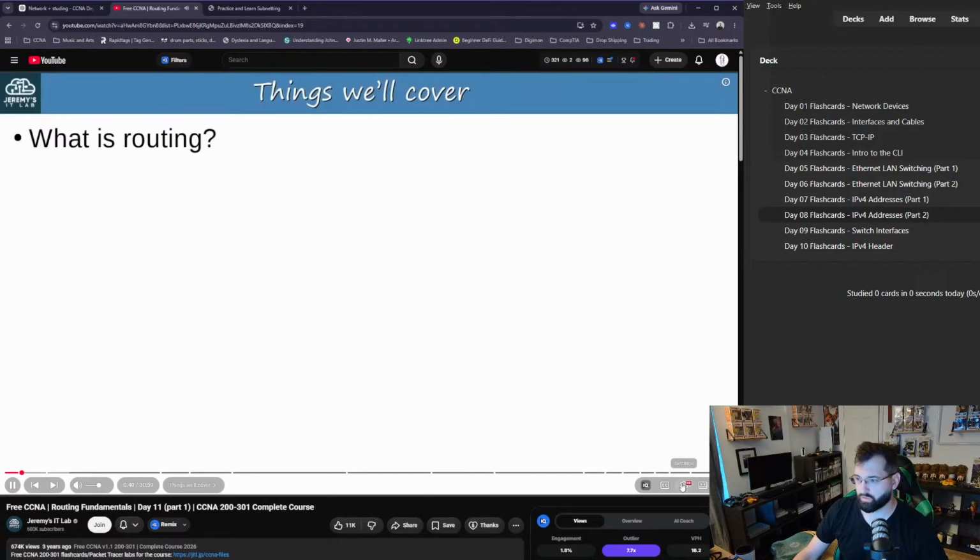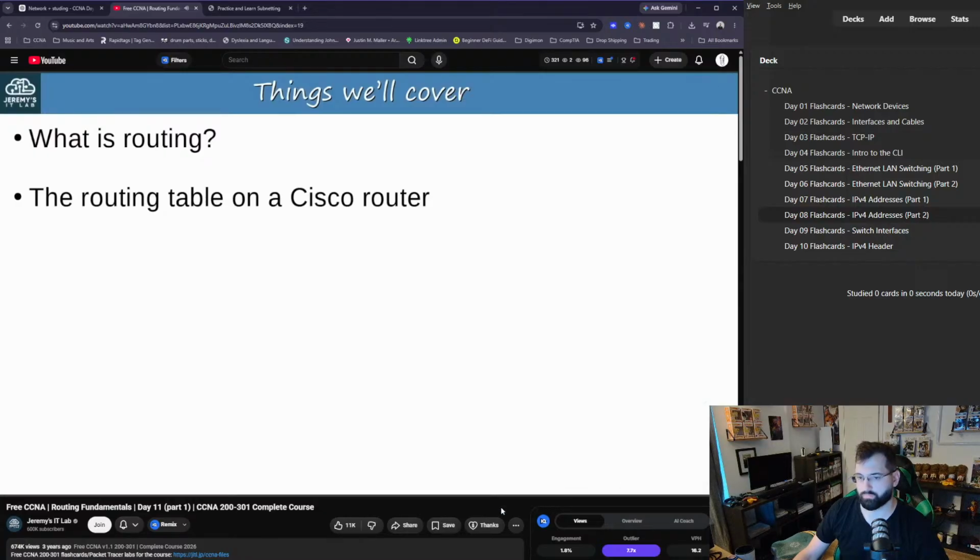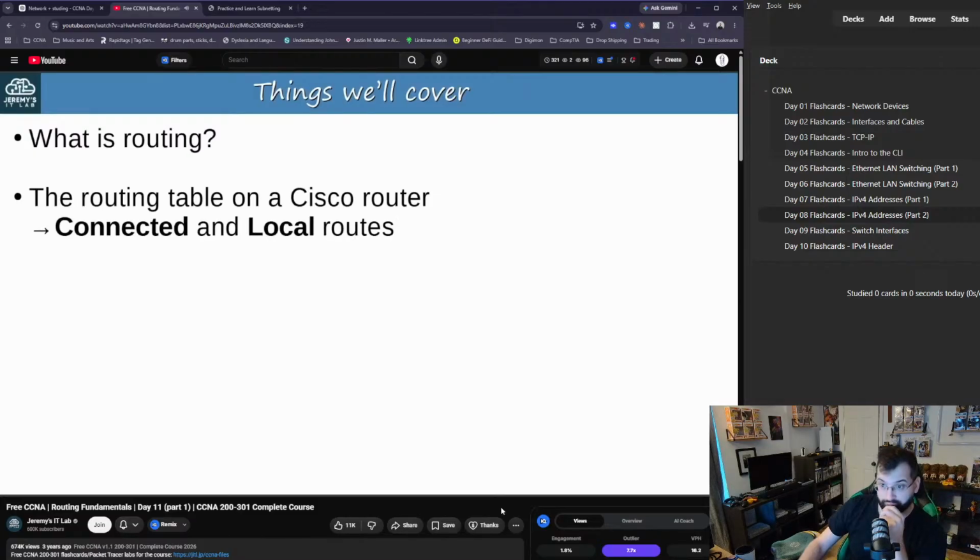First, I'll answer the question, what is routing? Then we'll look at the routing table on a Cisco router. Switches have MAC address tables, and routers have routing tables. It's very important that you know how to read a router's routing table. Specifically, we will look at two types of routes.